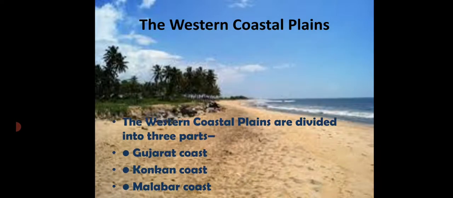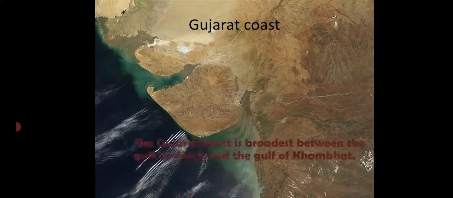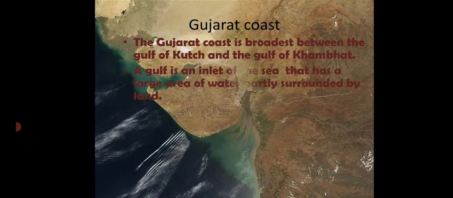The western coastal plains are divided into three parts: Gujarat coast, Konkan coast, and Malabar coast. So, first we'll talk about the Gujarat coast. Can you see the area? This is a part of an Indian map. The Gujarat coast is the broadest between the Gulf of Kutch and the Gulf of Khambhat. A gulf is an inlet of the sea that has a large area of water partly surrounded by land.